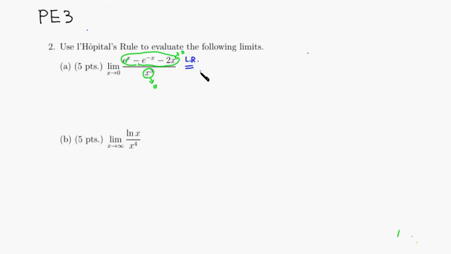So by applying L'Hopital's rule, we have the limit as x approaches 0. Then we just have to take the derivative of the numerator. Derivative of e to the x is e to the x. And minus the derivative of e to the negative x is negative e to the negative x, so it's a plus e to the negative x because the negative sign was already there. And then the derivative of negative 2x would be negative 2. Derivative of x cubed would be 3x squared.